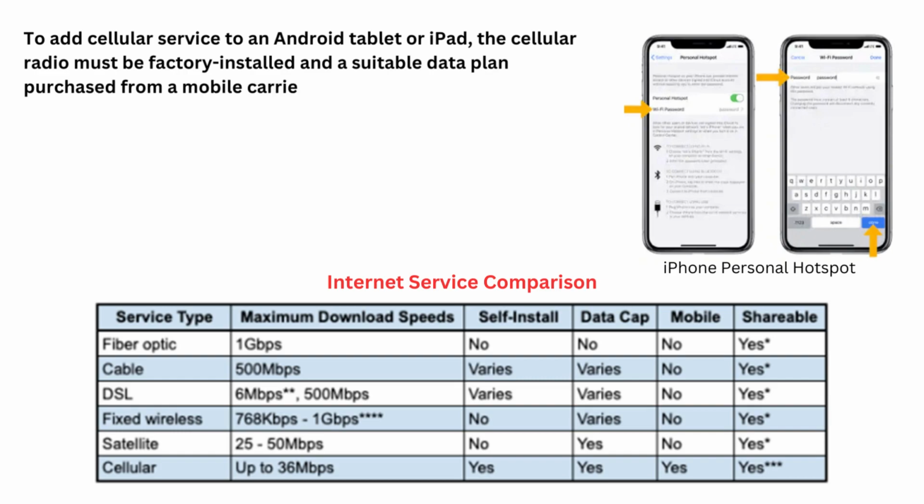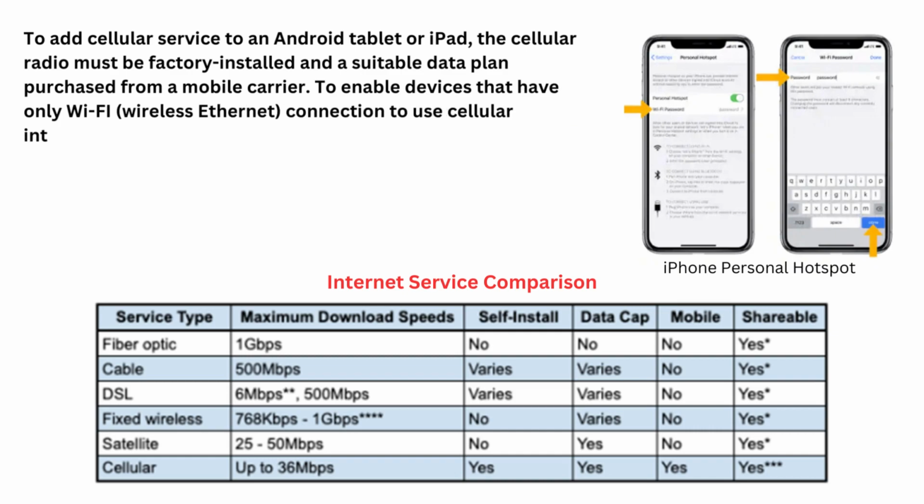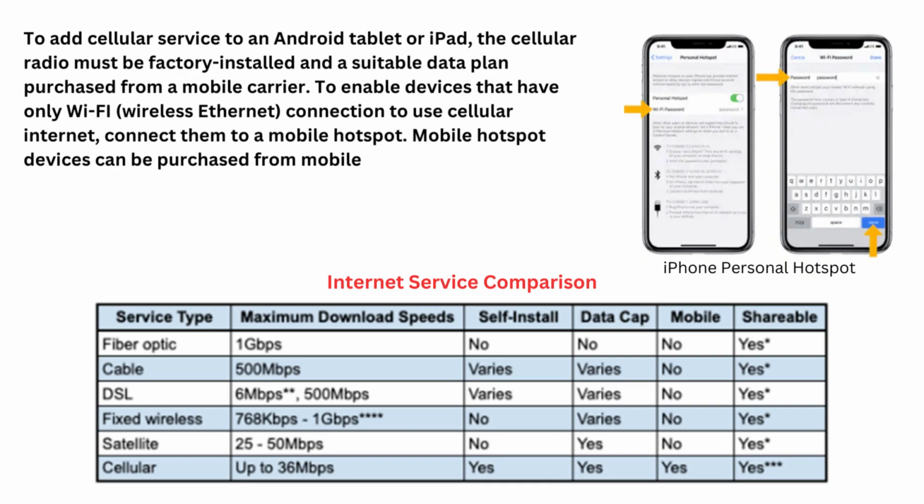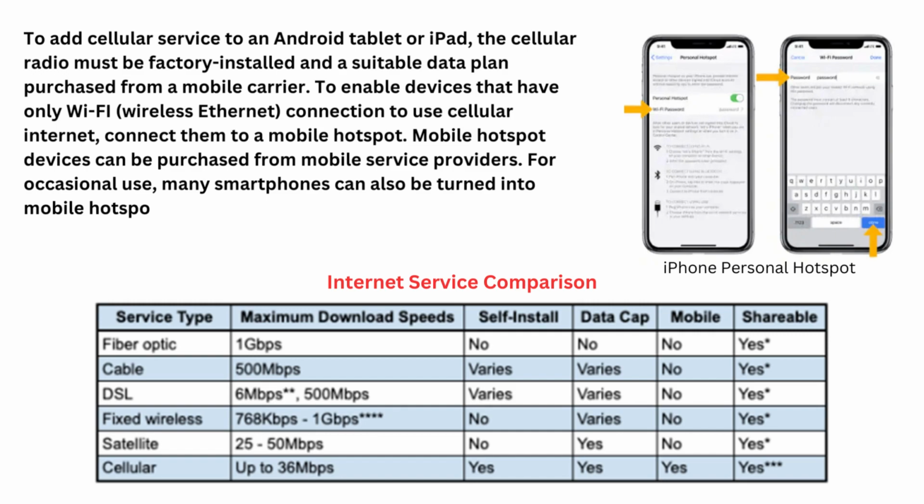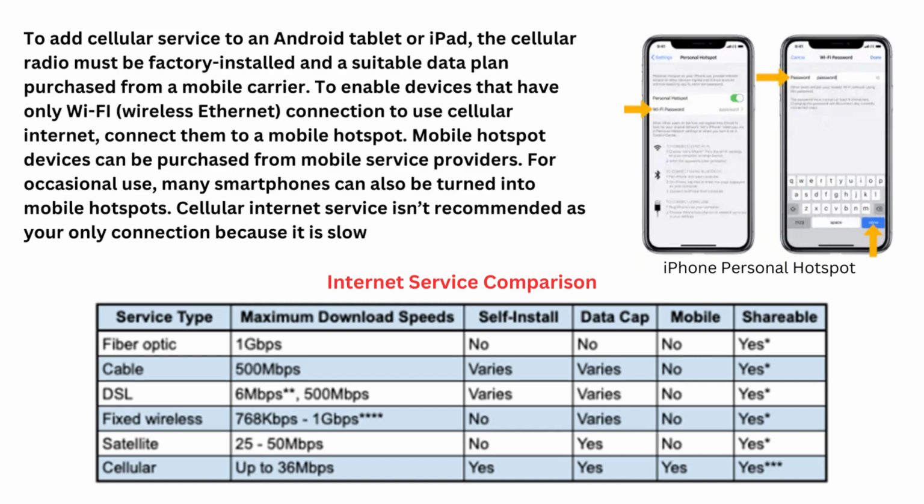To enable devices that have only Wi-Fi, wireless Ethernet, connection to use cellular internet, connect them to a mobile hotspot. Mobile hotspot devices can be purchased from mobile service providers. For occasional use, many smartphones can also be turned into mobile hotspots. Cellular internet service isn't recommended as your only connection because it is slower than most other services. Internet service comparison is given below.